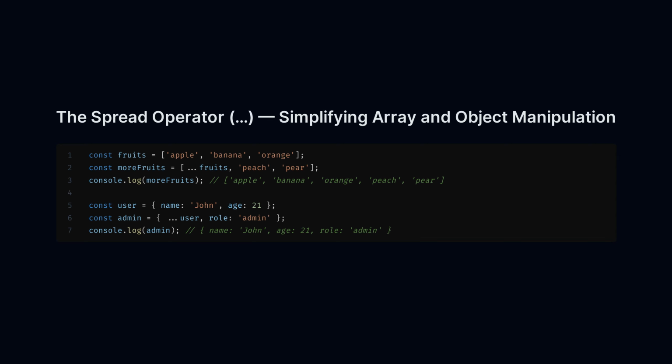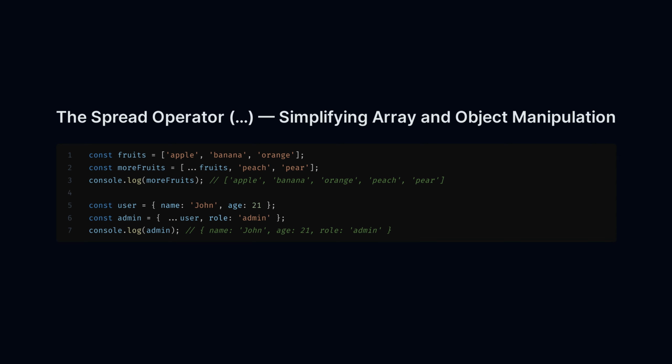Moving from JavaScript functions to data structures, we now encounter the spread operator. The spread operator, represented by triple dots, imbues JavaScript with an intuitive way to handle arrays and objects. It can be used to easily copy arrays and objects, add elements to arrays, and merge objects.